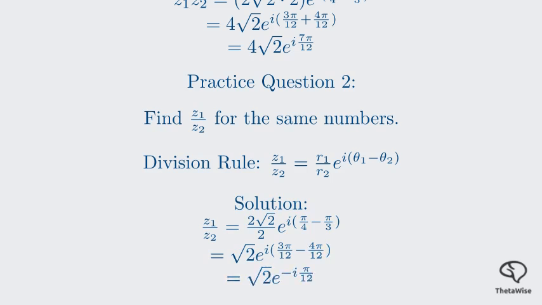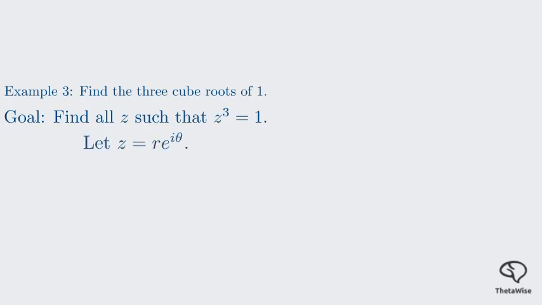My third and final example for this section is a classic: how to find the 3 cube roots of 1. This problem is almost impossible to tackle without the polar form of complex numbers. The question is asking for all numbers z such that z cubed equals 1. Let's first write z and 1 in polar form. For z, we'll write it as r times e to the i theta. For the number 1, its magnitude is 1 and its angle is 0.